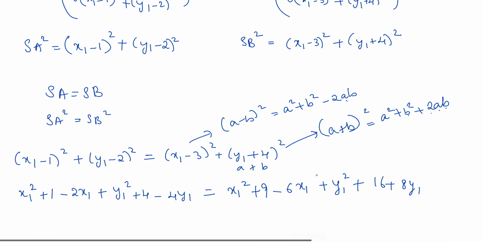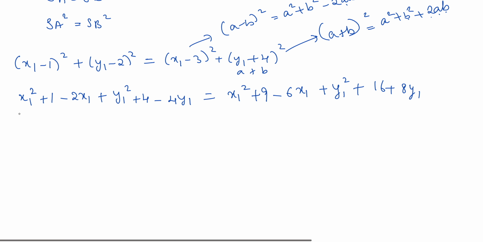Next. So x1 square gets cancelled, because if we send this x1 square towards the left hand side, we get x1 square minus x1 square. So x1 square and x1 square get cancelled. y1 square and y1 square get cancelled. On the left hand side we have 1 plus 4, 5 minus 2x1 minus 4y1, is equal to 9 plus 16 is 25 minus 6x1 plus 8y1.